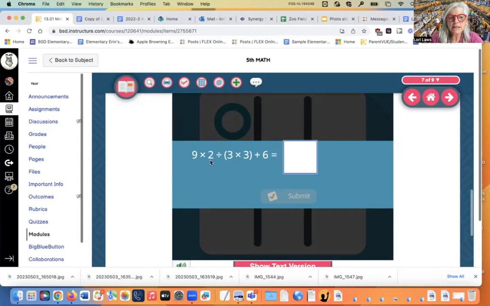So the E is exponents. There's no exponents. The M in PEMDAS is multiplication. 2 times 9 is 18. 18 divided by 3 times 3, which is 9. 18 divided by 9 is 2, because 2 times 9 is 18. 2 plus 6 is? Anybody? 8.